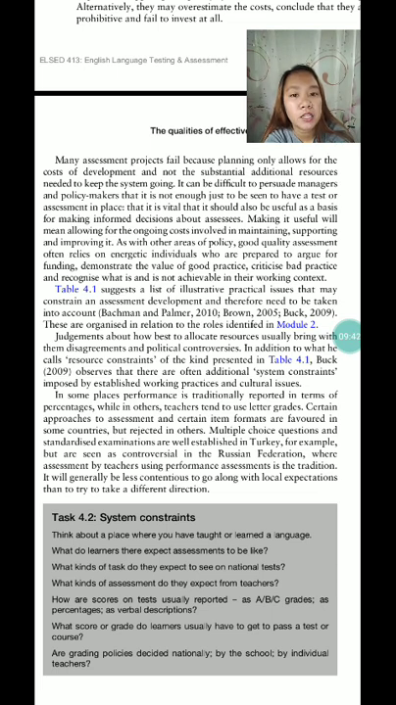Making it useful will mean allowing for the ongoing costs involved in maintaining, supporting, and improving it. As with other areas of policy, good quality assessment often relies on energetic individuals who are prepared to argue for funding, demonstrate the value of good practice, criticize bad practice, and recognize what is and is not achievable in their working context.